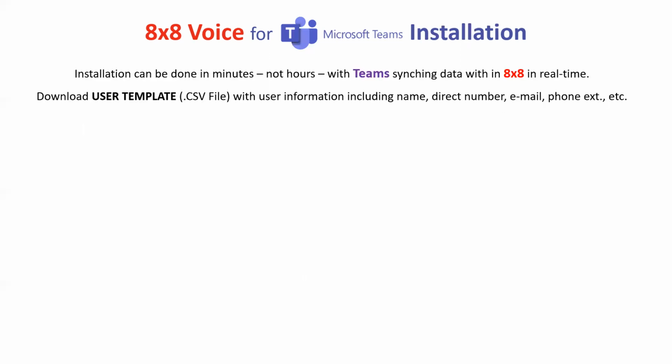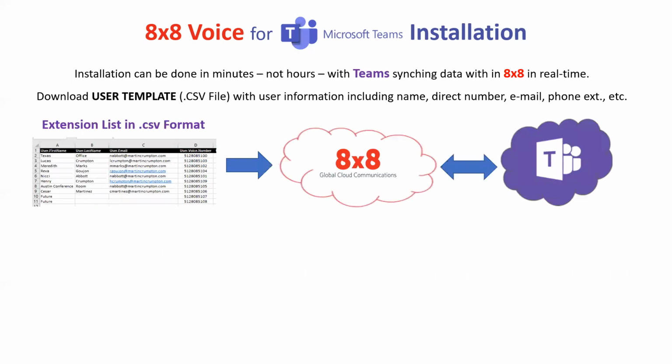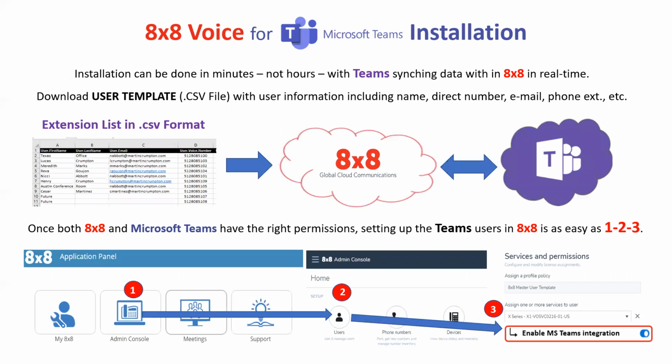To install, it's pretty easy too. I've done several of them now. Installation can be done in minutes, not hours, because basically Teams just syncs up with 8x8. You're kind of done. You download a user template in a CSV file format that I provide you. You take that, and it gets put into 8x8's cloud, which, like Active Directory, syncs with Teams. Once both 8x8 and Teams have the right permissions, setting up Teams users in 8x8 is the easiest 1, 2, 3. You see the application panel there. You go in there, find the user, enable Microsoft Teams integration, and you are done.